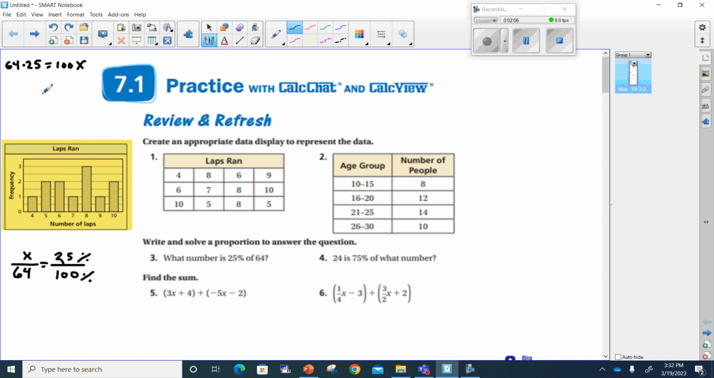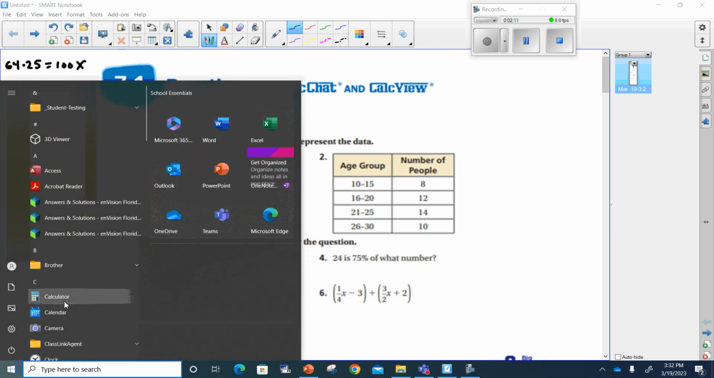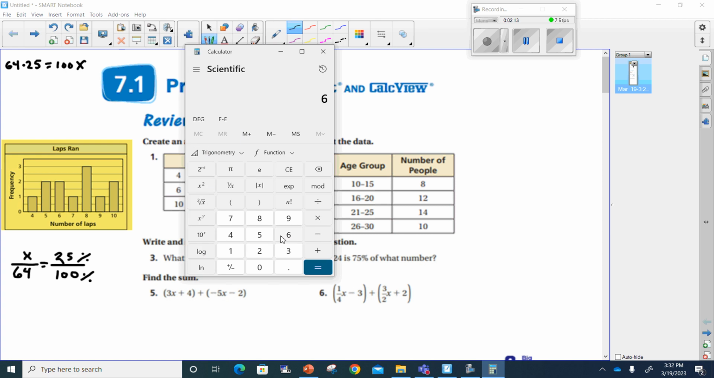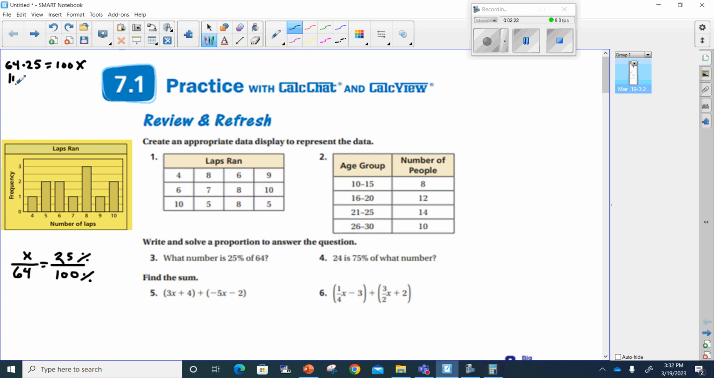Well, I got to figure out what 64 times 25 is first. Get my calculator out here. I see that 64 times 25 equals 1,600. And that's going to equal 100x. I know to get x by itself, I have to divide 100x by 100. And that leaves me x all alone.